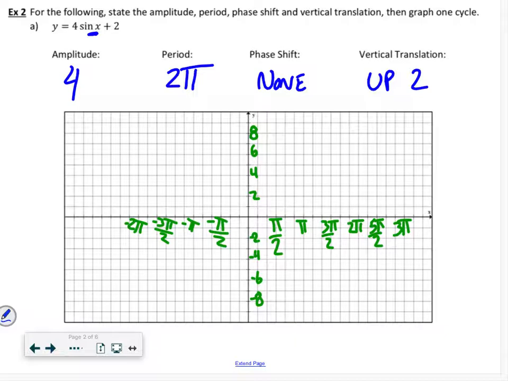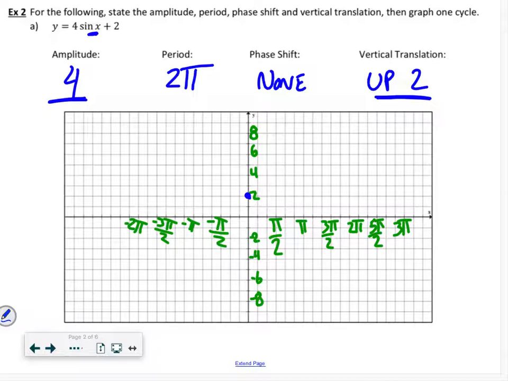So what that means is the reason I knew my scale wasn't going to work is because I've got an amplitude of 4, and I'm starting up 2. So I'm going to have to do 2 plus 4. That's going to get me to 6. So when we're graphing this, I always do my phase shift and my vertical translation first.